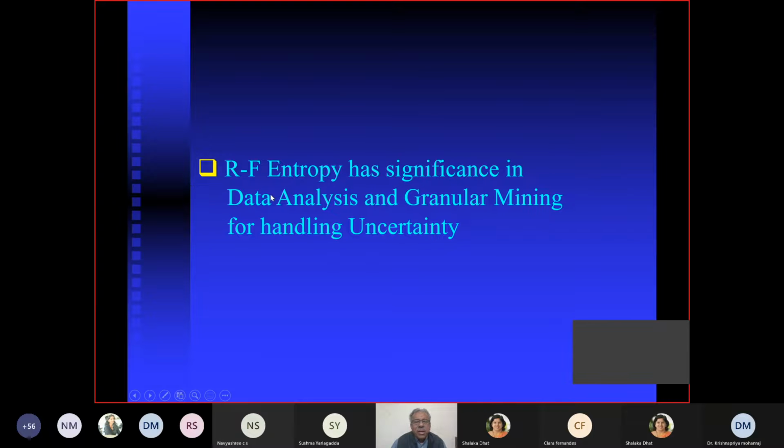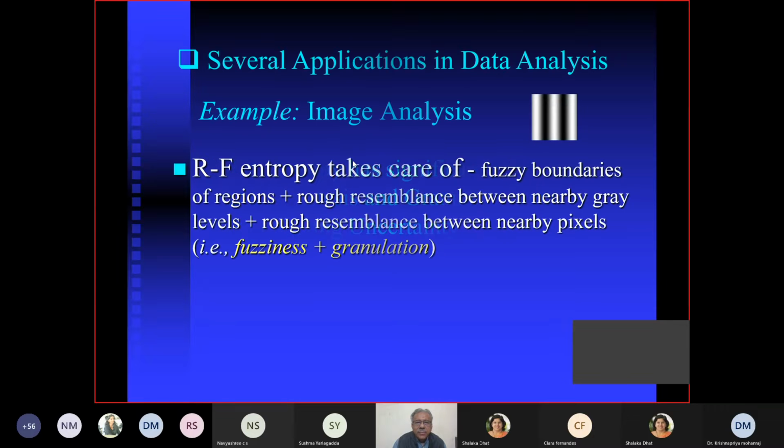Therefore, if there is fuzziness in the region or object, or if there is granularity, then you can use this. If there is no roughness, then you can go simply by the fuzzy entropy. If there is no fuzziness, only go by the rough entropy. But again, I'm not considering probabilistic uncertainty. To take that on top of this, then it will be much more powerful.